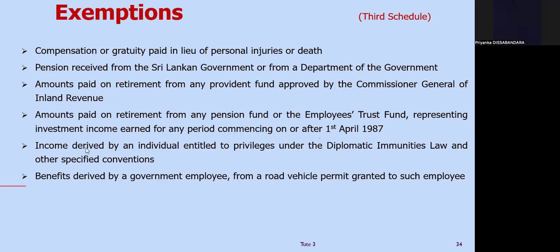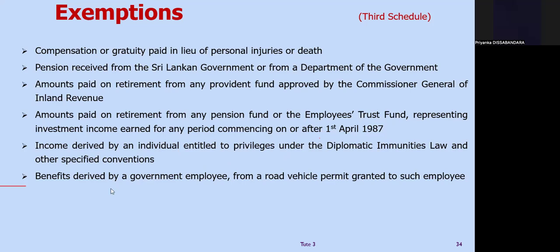The next one is income derived by an individual entitled to privileges under the diplomatic immunities law and other specified conventions. That means like the embassies. So that kind of person, if an individual received employment income, that employment income received by an individual entitled to privileges under diplomatic immunities law, then the income received by that individual is exempt from income tax.